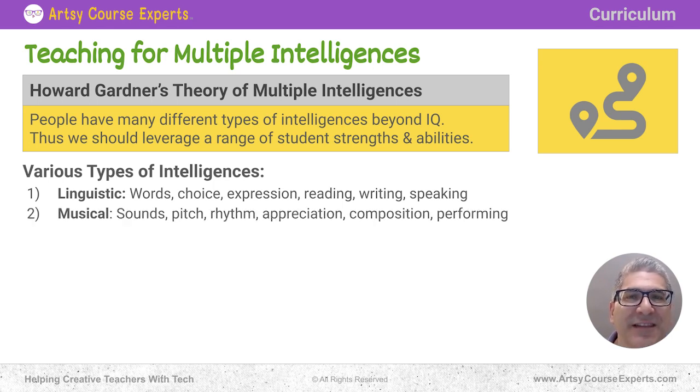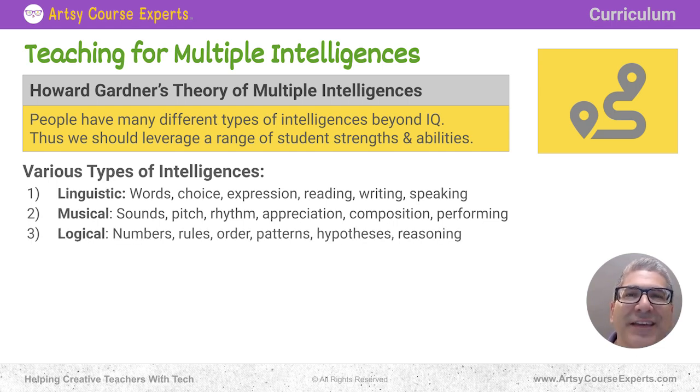These are students that naturally get sound and pitch and rhythm, and they appreciate music and all sorts of different compositions and performing. The third type of intelligence is logical. These are students that have a gift for numbers, rules, order, patterns, hypothesis, and they know reasoning and logic. So if we can, as teachers, we might provide them checklists and other types of resources so that they can learn and achieve their results.